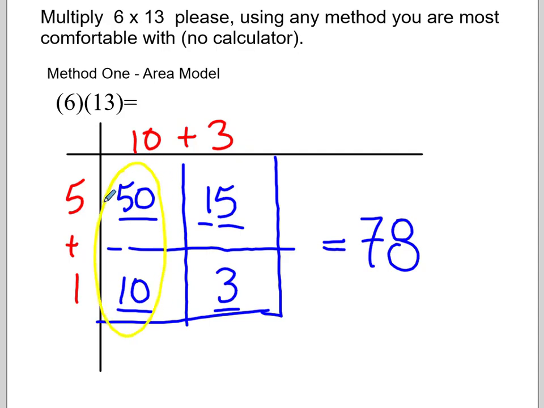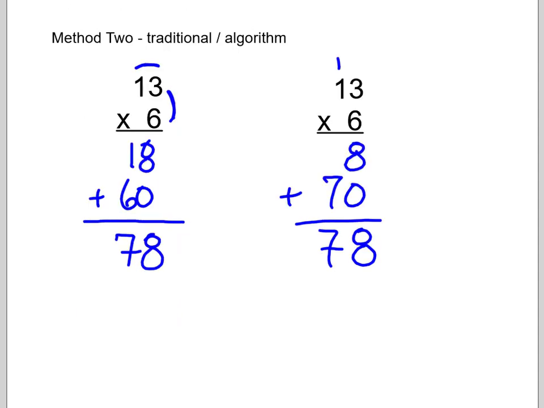There's the 60, 50 and 10, 15 and 3, there's the 18. Okay, so all of these are actually doing the same thing. They're just organizing the information in a slightly different method, and they'll all have value.